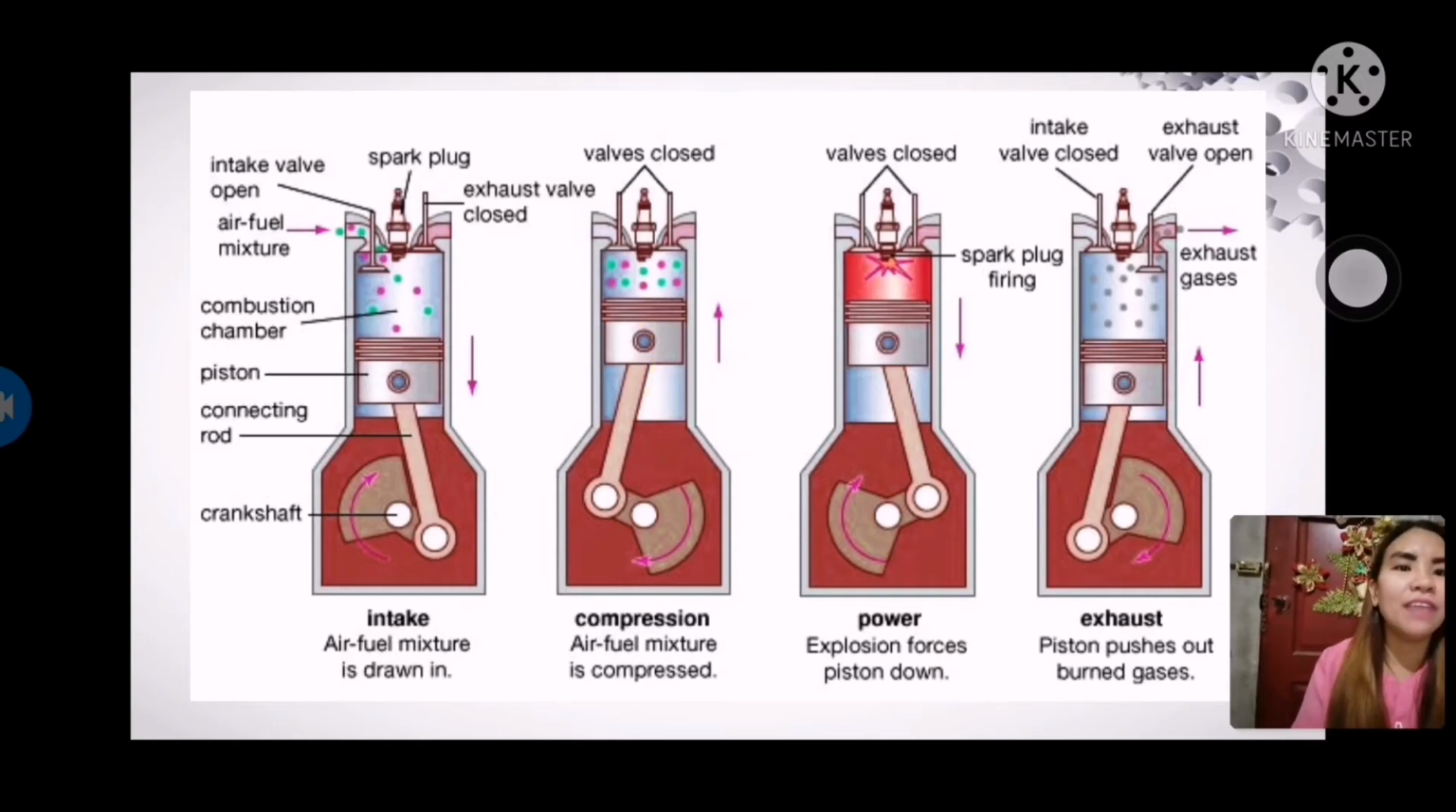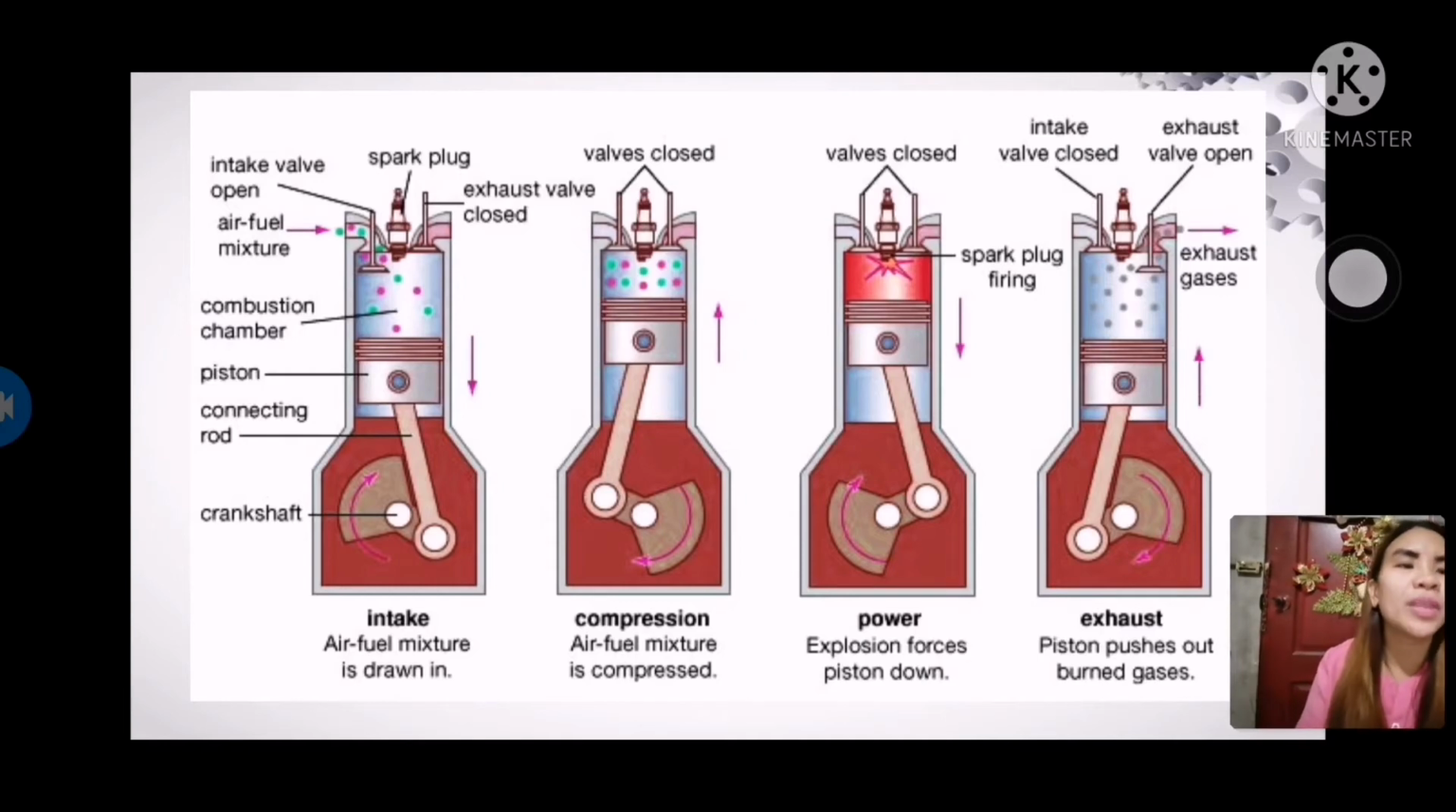Right after the compression is the power stroke, wherein an explosion forces the piston to move down. How is that possible? Right from the compression, the piston moves up near the spark plug, and the spark plug ignites. When it ignites, the gas mixture is fired up. So our piston moves down because of that action. In the power stroke, our piston moves down.